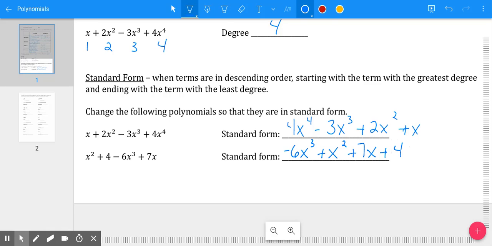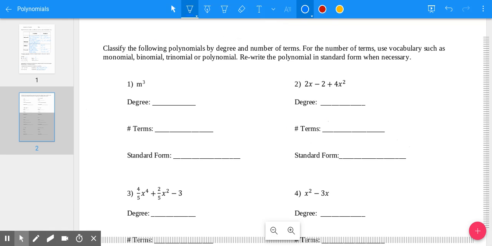All right, on the back you'll see there's some practice examples. So go ahead and give those a try, and then you can come back to the video to check your answers. Good luck.